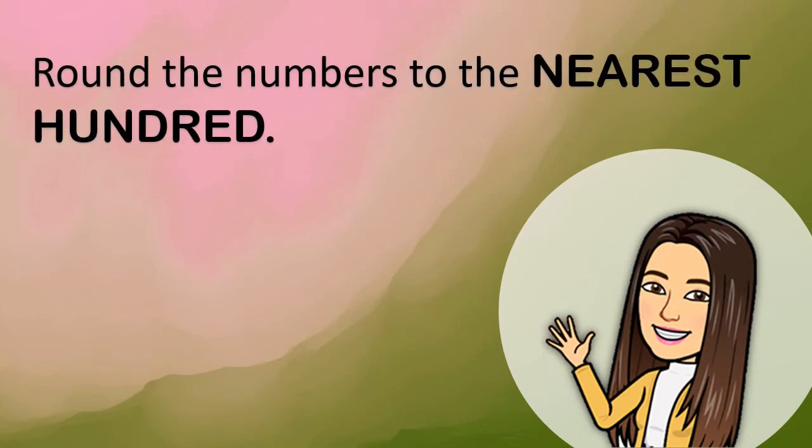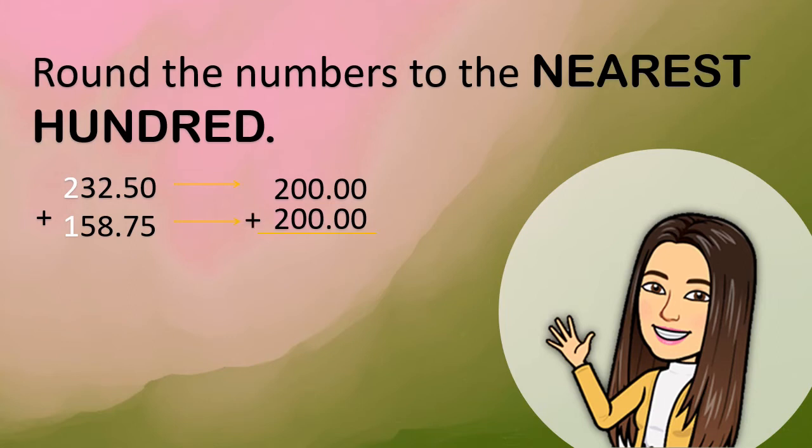Round the numbers to the nearest 100. Yes, we can round it off to the nearest 100. 232 and 50 hundredths will become 200, and 158 and 75 hundredths will become 200. Then add, we have 400. 400 is the estimated sum.